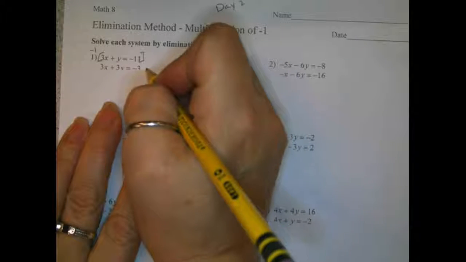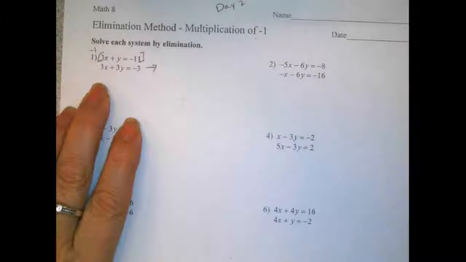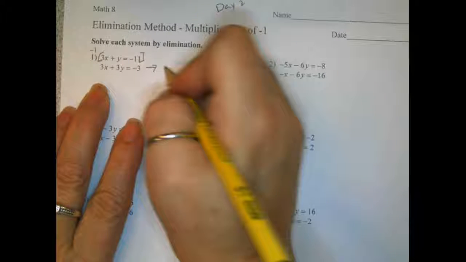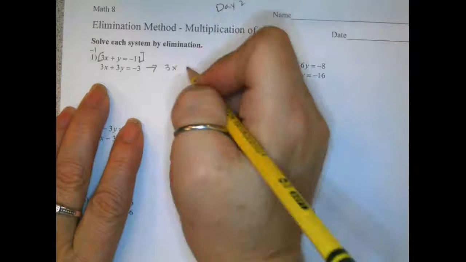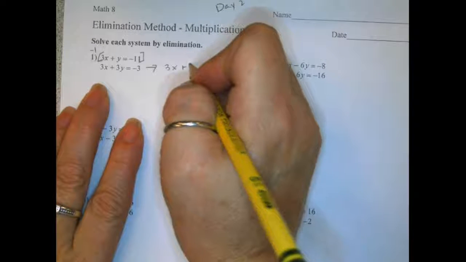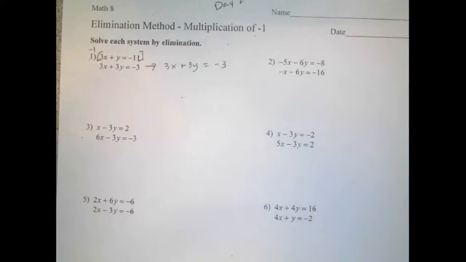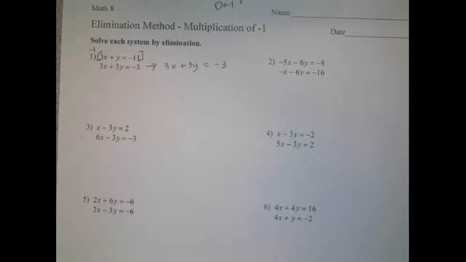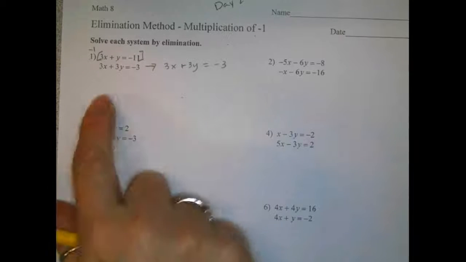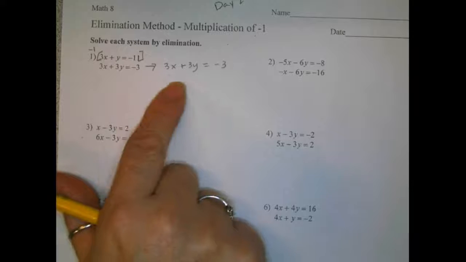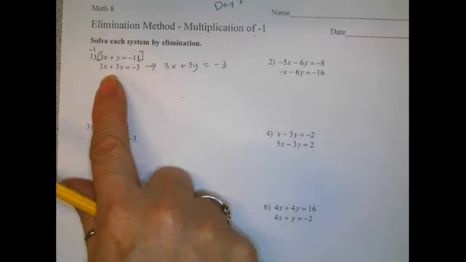What I'm going to do with the bottom one is just move it over. I'm not changing that one at all. I'm just going to draw an arrow and then write 3x plus 3y equals -3. I'm not multiplying it by anything. Make sure you're careful when you bring it over, and you bring it over exactly. You're not changing any signs. That's when we run into problems.